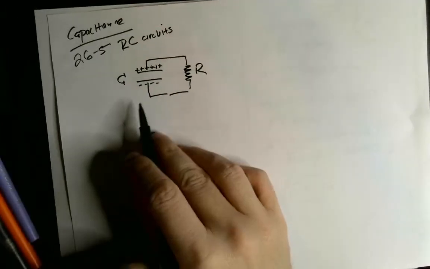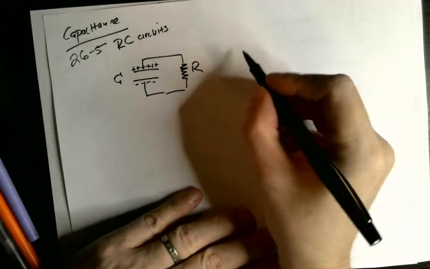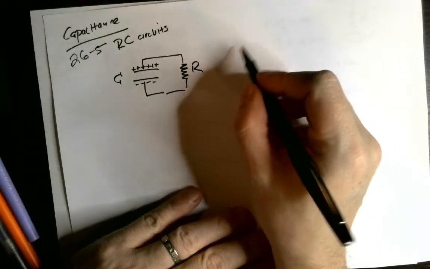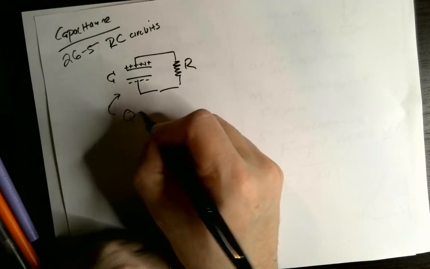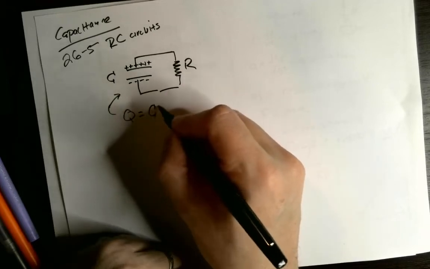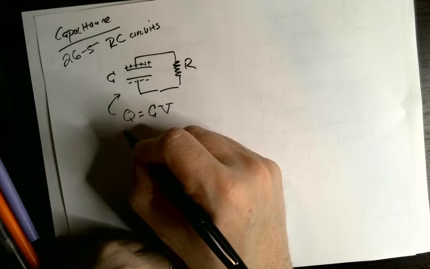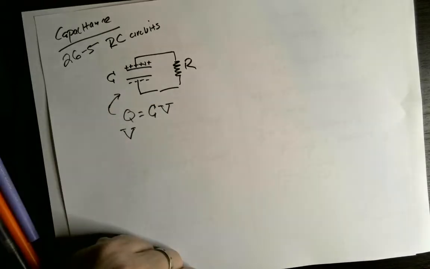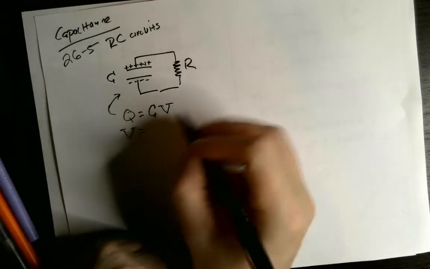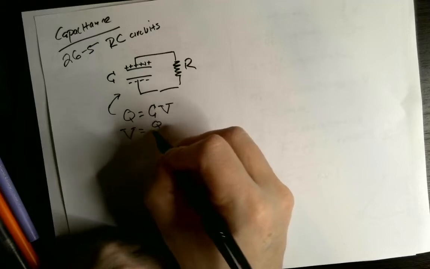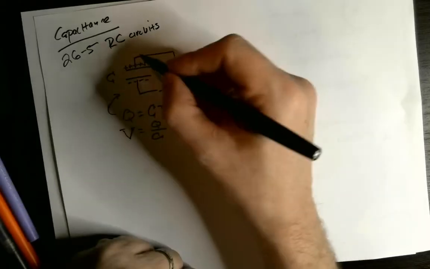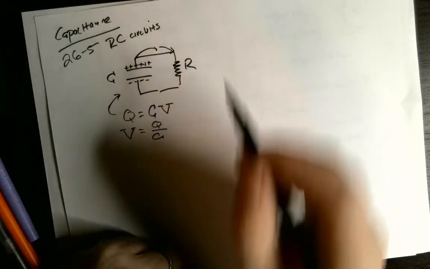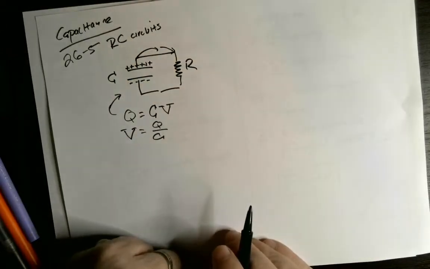Well, a capacitor is going to induce an EMF. The equation that governs that is that the charge on the capacitor is equal to the capacitance times the voltage, or the voltage generated by the capacitor is equal to the charge divided by the capacitance. And this is going to want to push current around this circuit.